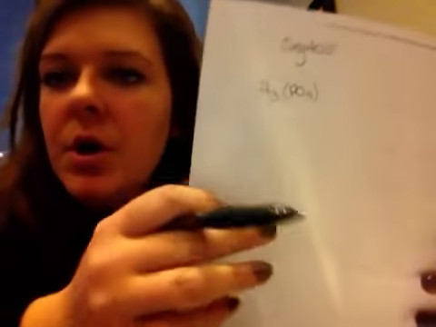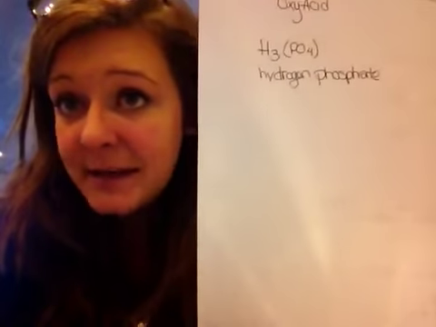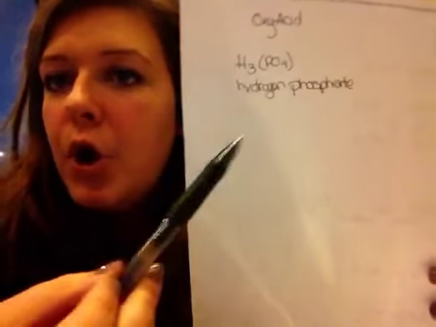So let's say, for example, we have H3PO4. Before, we could have named this hydrogen... what's PO4? You should be saying phosphate. So I could have named this hydrogen phosphate, but we want to name this as an acid now.